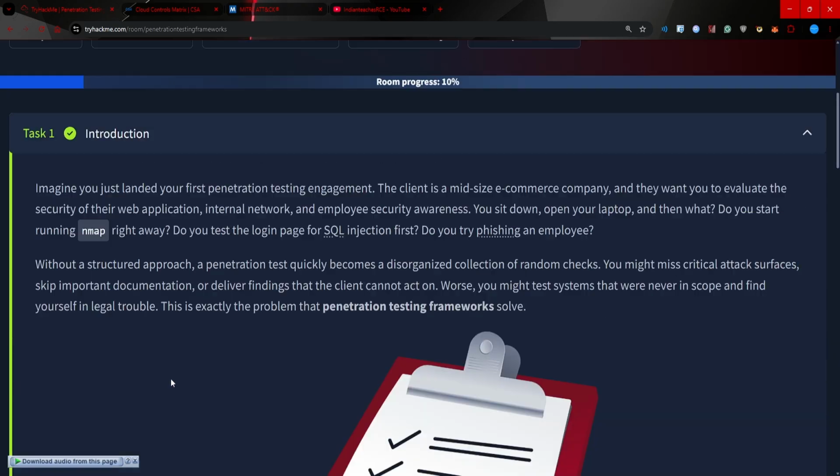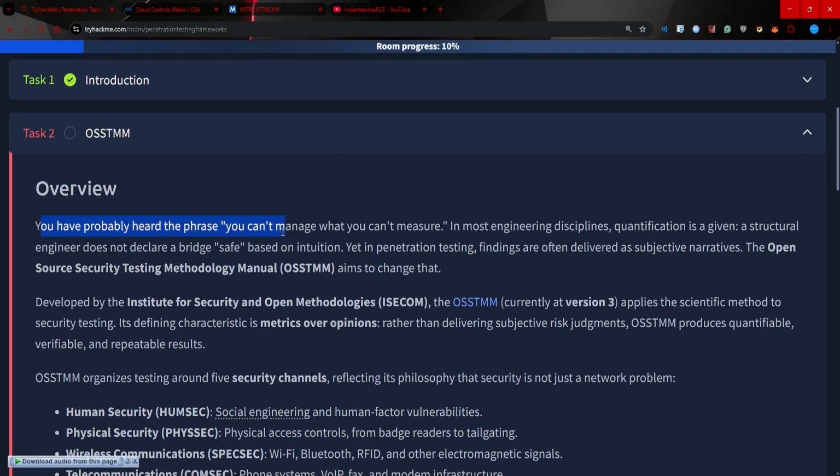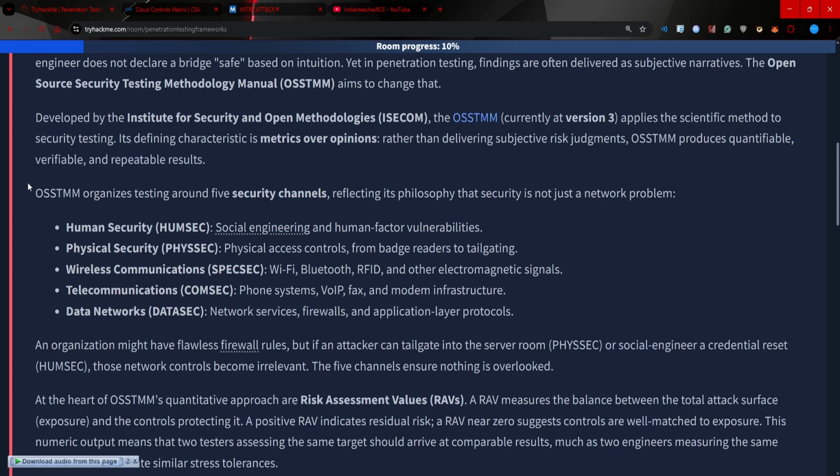All right. OSSTMM. You have probably heard the phrase you cannot manage what you cannot measure. In most engineering disciplines, quantification is a given. A structural engineer does not declare a bridge safe based on intuition. Yet in penetration testing, findings are often delivered as subjective narratives. The open source security testing methodology manual aims to change that. Developed by the Institute for Security and Open Methodologies, the OSSTMM, currently at version 3, applies the scientific method to security testing. Its defining characteristic is metrics over opinions rather than delivering subjective risk judgment. OSSTMM produces countable, verifiable, and repeatable results.